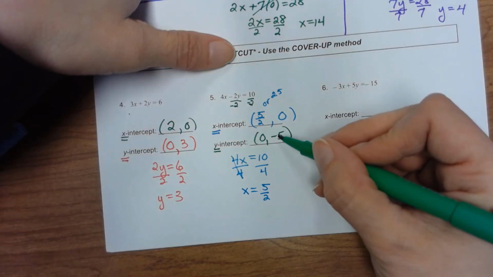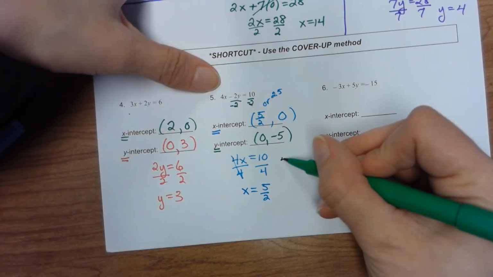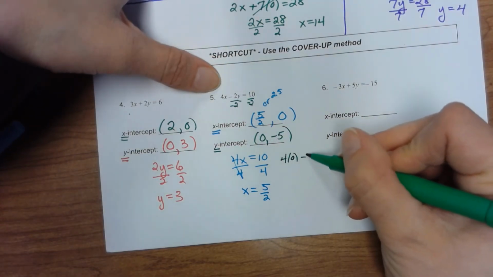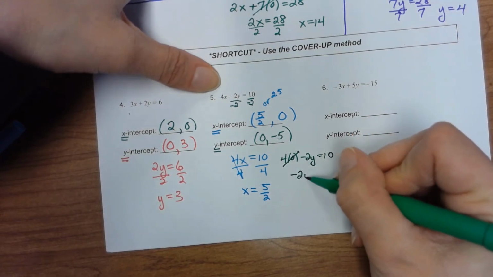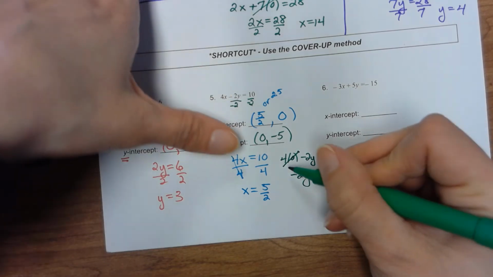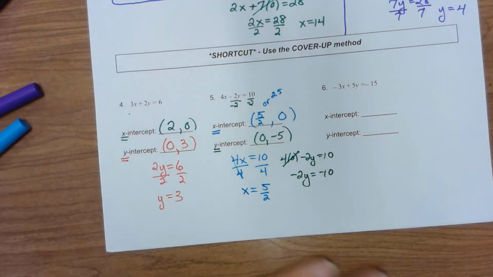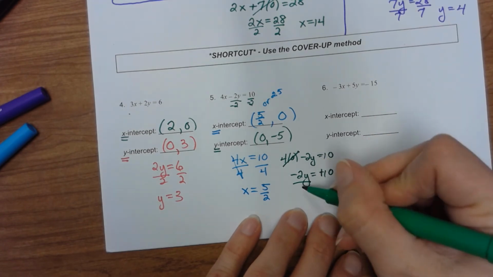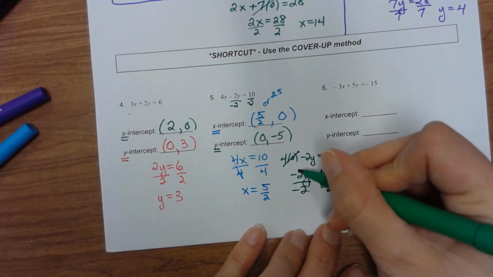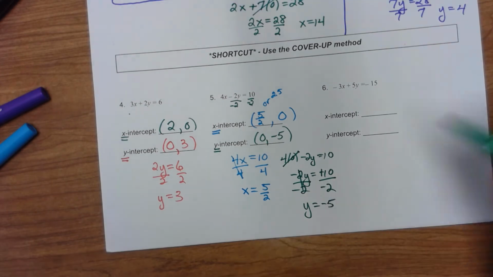If you don't like this, you could always plug in 0. 4 times 0 minus 2y is 10. That cancels out, and you're going to get the same thing, except instead of covering it up, you're actually using your pencil to cancel it out. And then, I'm sorry, this is a positive 10. Divide both sides by negative 2, and you're going to get a negative 5 either way.